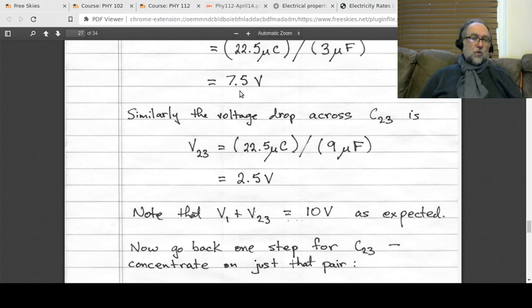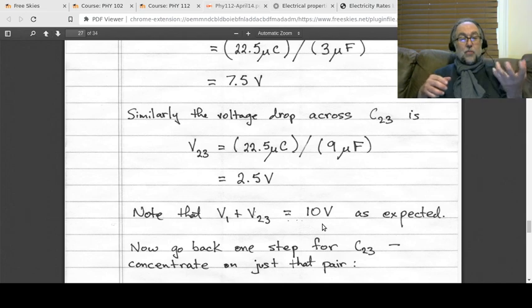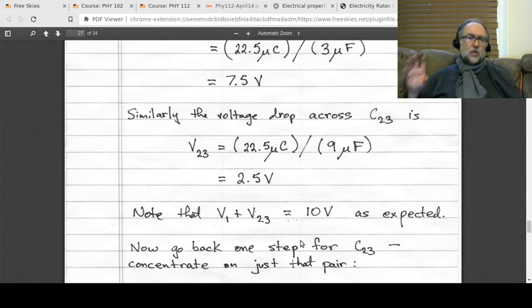Okay. So the drop across C1 is 7.5. The drop across C23 is 2.5. 7.5 plus 2.5 is 10, and that's what you expect, okay? Because the total potential drop has to be equal to the potential that's being applied by the battery, okay? So again, across C1, it's 7.5. Across C23, it's 2.5. 7.5 plus 2.5 is 10. Okay, so there's our check. I'm going a little bit faster than I did with the resistor. It's the same procedure as with the resistor, but now we're thinking in terms of capacitance, voltage, and charge.